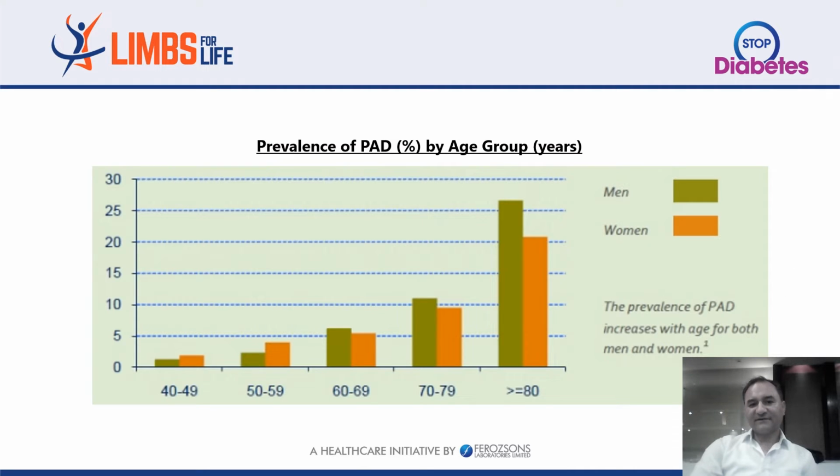Now, prevalence of peripheral arterial disease by age group. So if you see, the prevalence is above 80. If the age increases, then of course the prevalence of peripheral arterial disease also increases, and it has somehow been seen that it's more prevalent in men rather than in women.